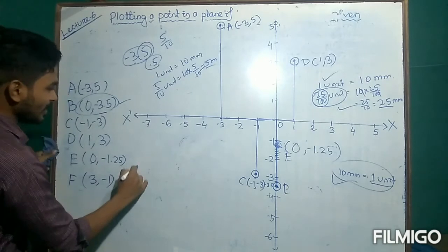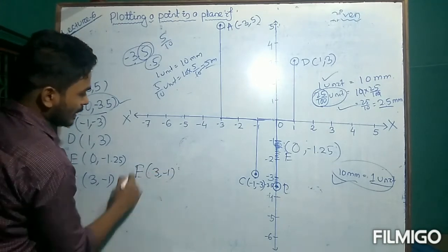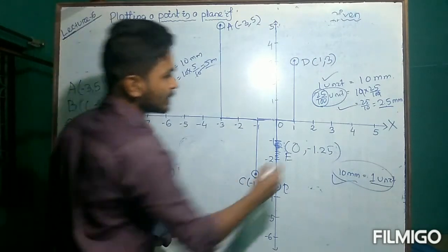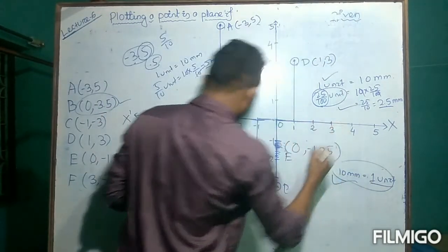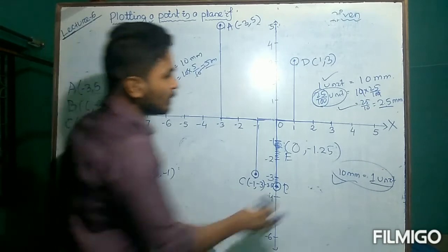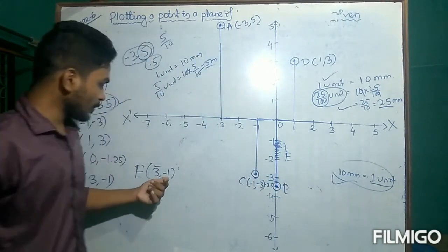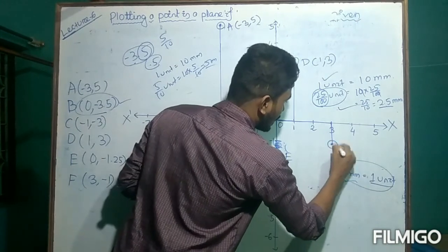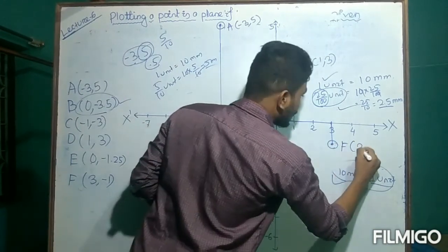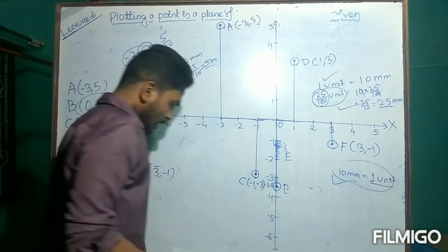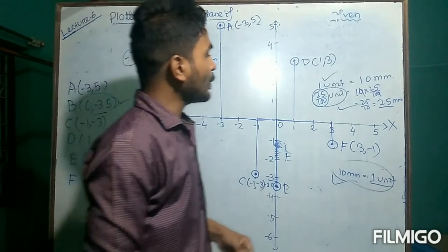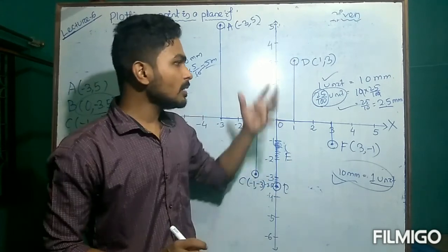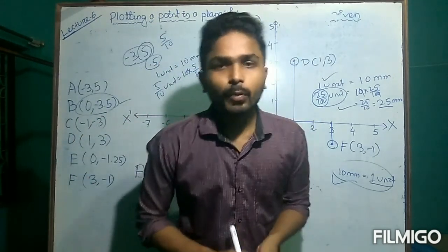Next, the point F is (3, -1). So 3 points in the positive direction of the x-axis: 1, 2, 3. Minus 1 in the negative direction of the y-axis. So this is your minus 1. Now this point represents (3, -1). So this is done. Now you can represent any numbers or any points on the coordinate system if its coordinates are given.